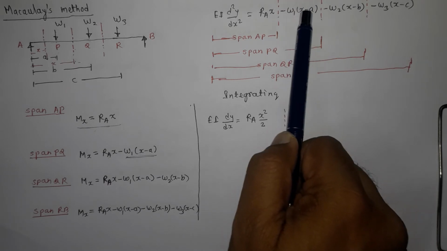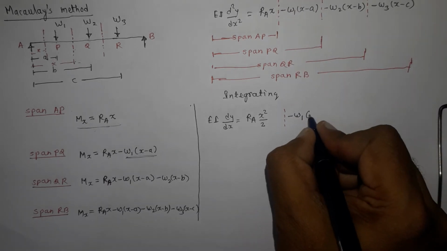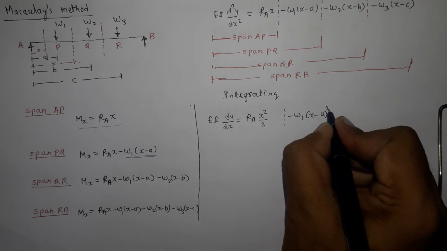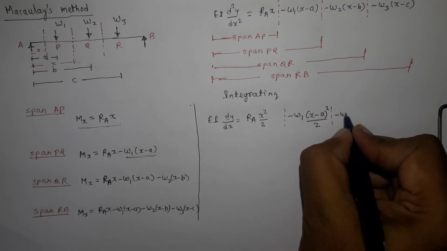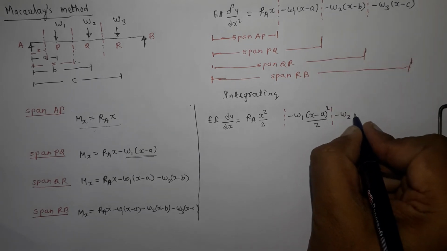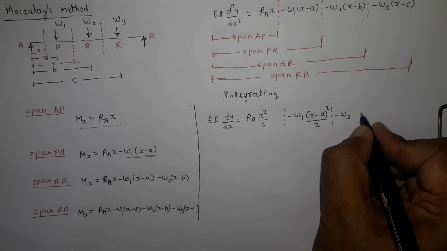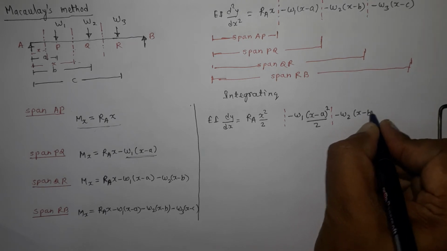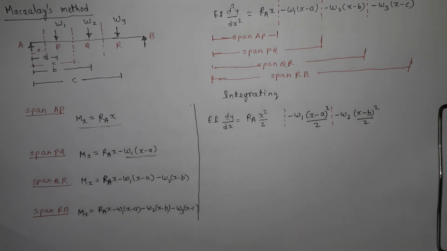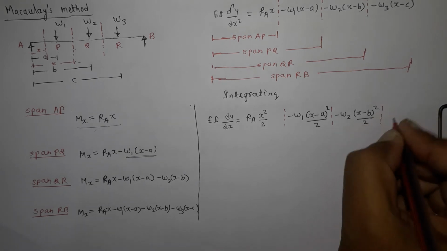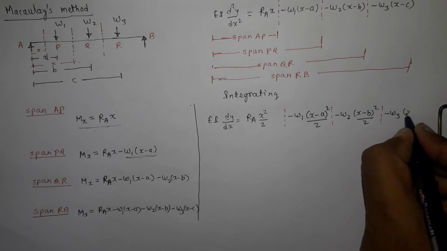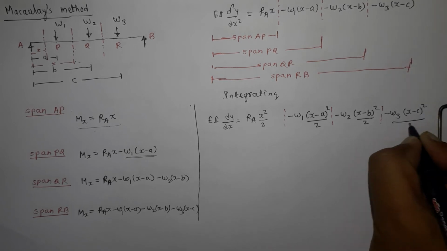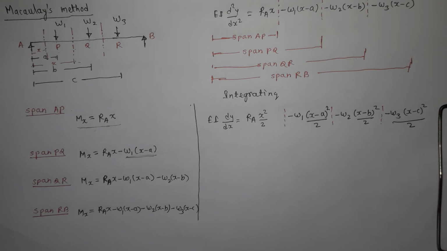So treat this term as if it is x, and its integration should be written as (x minus a) square divided by 2. Partition again, the integration of the next term: minus W2 into the integration of the term inside the bracket, that is x square divided by 2, which is actually (x minus b) square divided by 2. Partition again, and the integration of the last term is minus W3 into (x minus c) bracket square divided by 2, and let it be equation number 1.